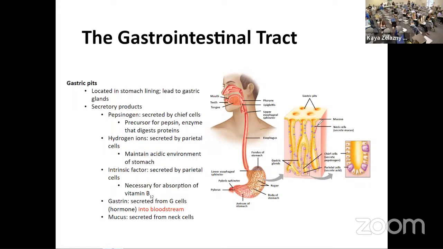Finally, we have our mucus cells up at the top. So our neck cells are secreting mucus, just going to help kind of protect our stomach from that high acidity. So we're secreting a bunch of acid from those parietal cells to help digest our food, but we don't want to literally digest our own stomach from the inside out. So mucus is important in the stomach, partially for that reason.